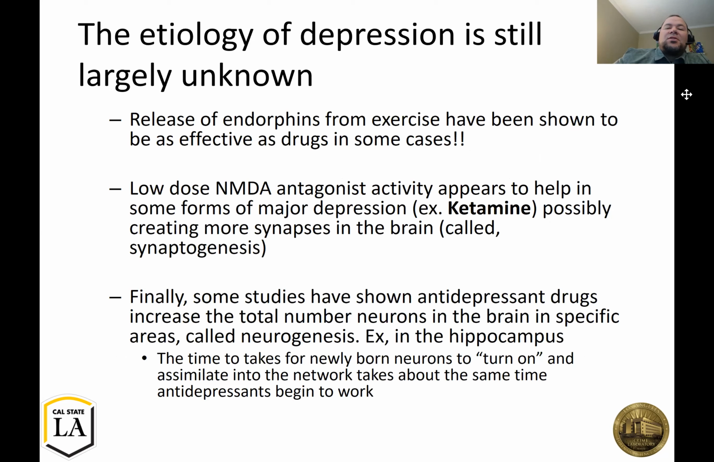So the etiology of depression is still largely unknown. We don't understand why someone gets depressed and what the actual neuronal specific mechanism is, right? And so we know some things. We know that release of endorphins from exercise has been shown to be as effective. So if you get on your Peloton or your workout bike, or go run around the block, exercise has been shown to be as effective as some of these drugs, or better. And so we know that stimulating the brain in different ways can be very beneficial for treating something like depression.